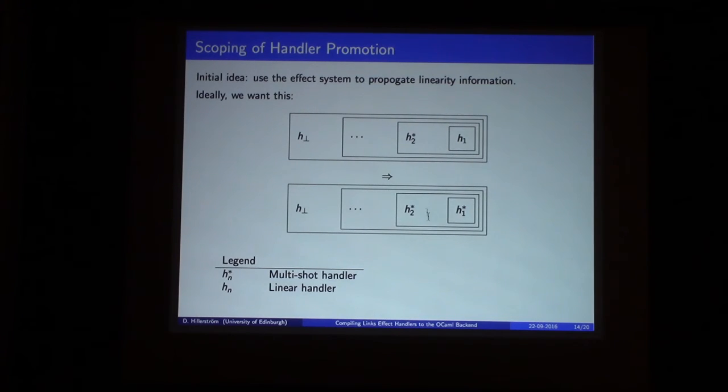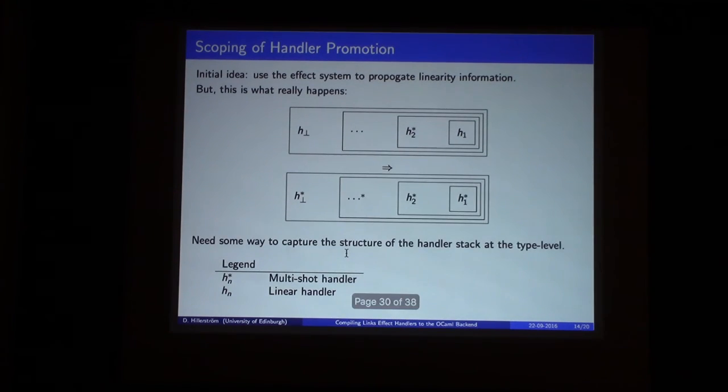So in this example, H2 with a star, the star denotes the multi-shot effect, if you like. The boxes here are supposed to visualize that H1 is in the scope of H2, but H2 cannot see the bottom element in the stack. So what I really want the translation to do is promote H1 to a multi-shot handler, and leave the bottom handler linear. You could think of this as me having my concurrency implementation at the bottom of the stack, and then running some multi-shot backtracking computation at the top of the stack.